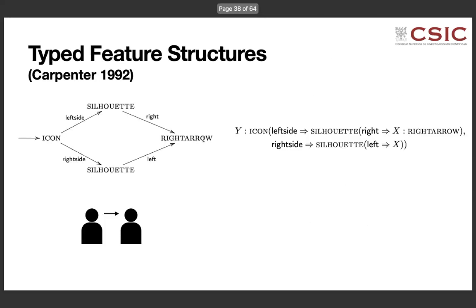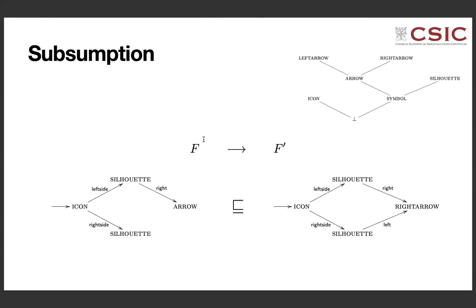Now the objects of our category are feature structures or feature terms, and the morphisms are just subsumption of feature structures. A feature structure subsumes another one if it is more general or less informative than the other, or if there's a graph homomorphism between these feature structures that maps more general sorts to more specific sorts. Here we have a sort hierarchy going from the most specific to the most general: the less informative at the bottom, the more informative at the top, and we see that arrow, right arrow. So this feature structure subsumes the other feature structure.